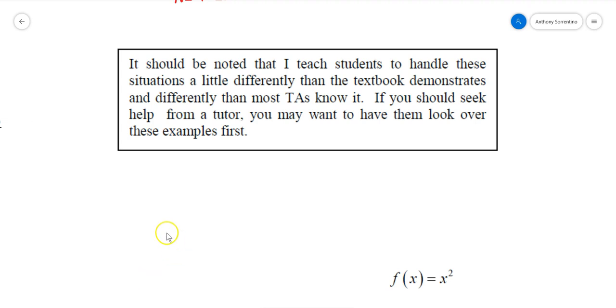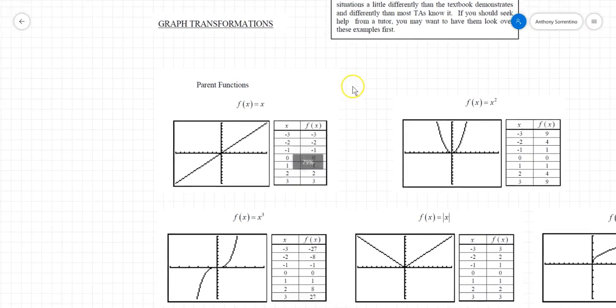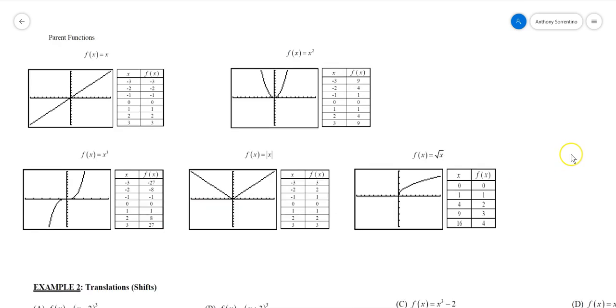So when we get into graph transformations, the whole premise behind it is that, if you look at any particular graph that you're given, they're going to be related, like the functions we're looking at, primarily at this point, to any one of these functions, where I have f of x equals x, which is just a line, f of x equals x squared, which is just a basic parabola, f of x equals x cubed, f of x equals the absolute value of x, f of x equals the square root of x. And these will be basically where you're going to be making your graphs from. You're going to start with these basic functions.